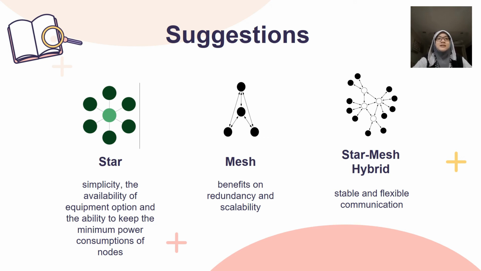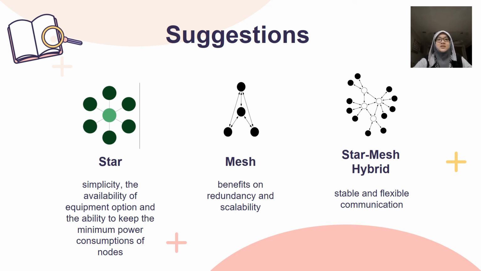The first one, star network, works where a single hub can send or receive messages to a number of nodes. The advantages of this type of network for wireless sensor networks include simplicity, the availability of equipment options, and the ability to keep the minimum power consumption of nodes.